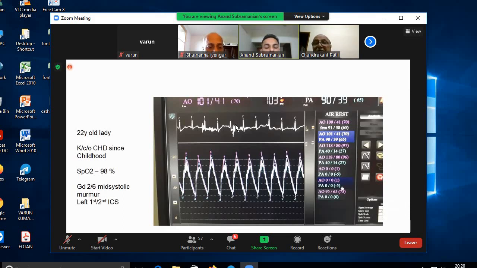Okay. Now, did you notice something quite striking in this patient? If you notice her aortic pressure, she has a pulse pressure of 60. That's a wide pulse pressure. Would you expect a wide pulse pressure in primary pulmonary hypertension? No, that is not common in primary. That is not seen in primary pulmonary hypertension. Also, congenital heart disease since childhood. And what about the lower limb saturation and other things? It was 98% in all four limbs. Okay.